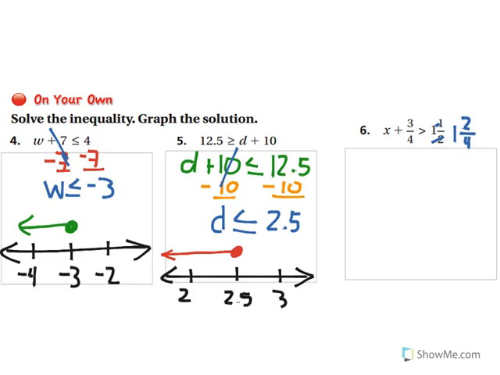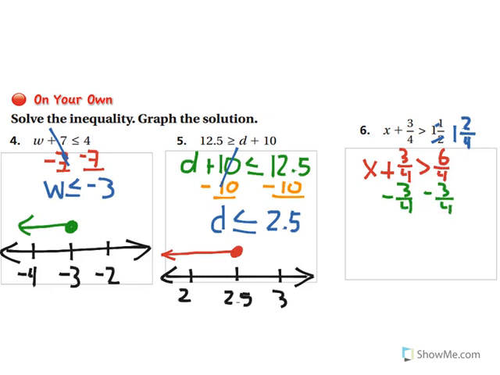Now I'm going to rewrite it. I know it's multi-step, several things to do. I'm going to rewrite it now and watch what I do. I'm going to say x plus 3/4 is greater than, and 1 2/4 is the same thing as 4 times 1 is 4 plus 2 is 6, so 6/4. I'm just trying to think ahead and think I've got to show this work myself. Therefore, I'm going to go ahead and make it into improper fractions. It's easier to deal with for me. So I can go ahead and subtract the 3/4 from both sides.